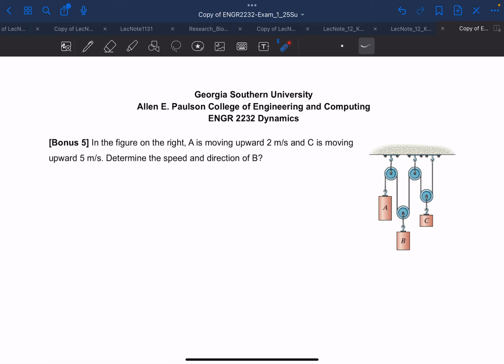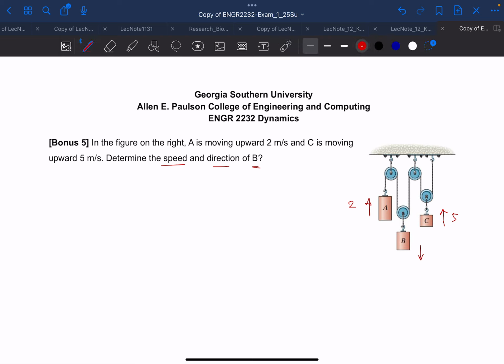Okay, so here in the figure, A is moving upward 2 meters per second, and C is moving upward 5 meters per second, like that. And then we need to determine the speed and the direction of point B. Okay, so it feels like it may go down because these two are going up, so it may need to go down, but I don't know. Let's just find that out.